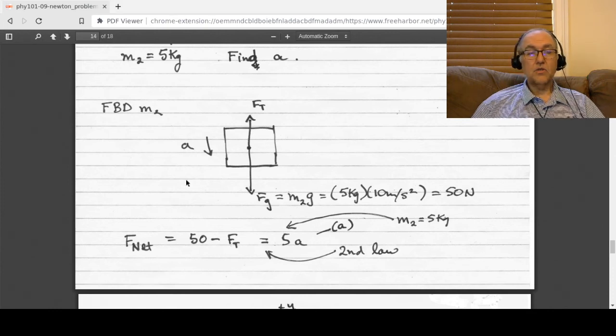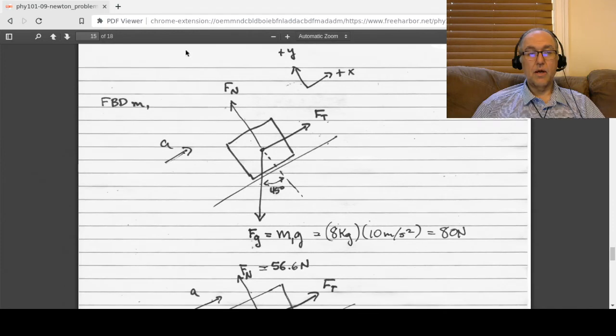All right, let's do the free body diagram for mass one. So here's our block. There's no friction, so don't worry about that. There's gravity down, and we know how big that is. The weight of this thing is going to be m1g. I said that m1 was 8 kilograms, so 8 kilograms multiplied by 10 meters per second squared is 80 newtons. So it has a weight of 80 newtons down. There's a normal force perpendicular and a tension up parallel to the plane.